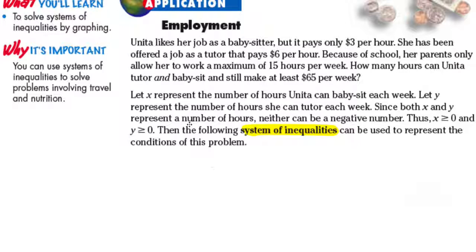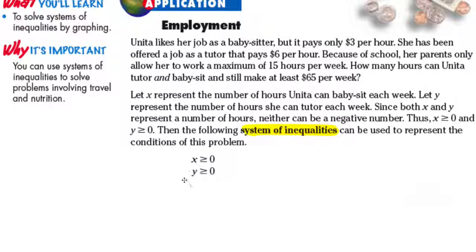Since both X and Y represent the number of hours, neither can be a negative number. That means we are only dealing with quadrant 1 in our coordinate system. So thus X is greater than or equal to 0 and Y is greater than or equal to 0. And the following system of inequalities can be used to represent the conditions of the problem. X is greater than or equal to 0 because it cannot be negative, and Y is greater than or equal to 0 as well.